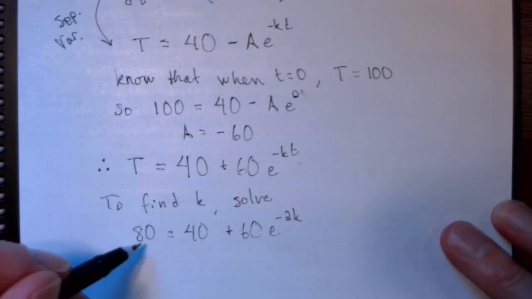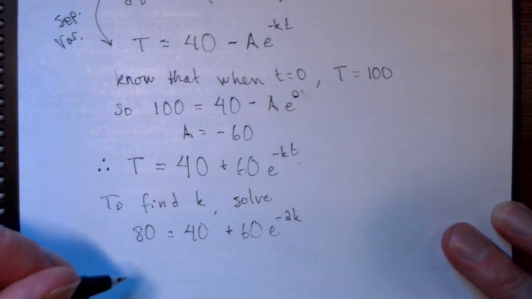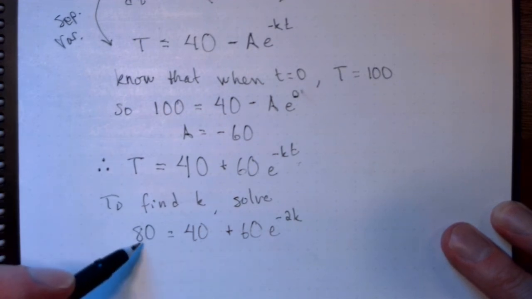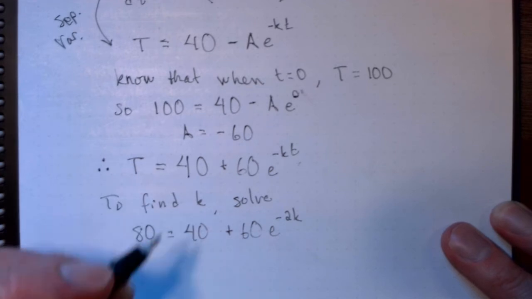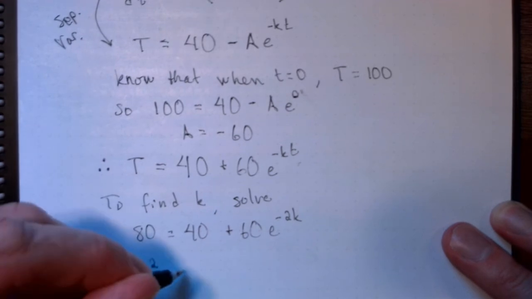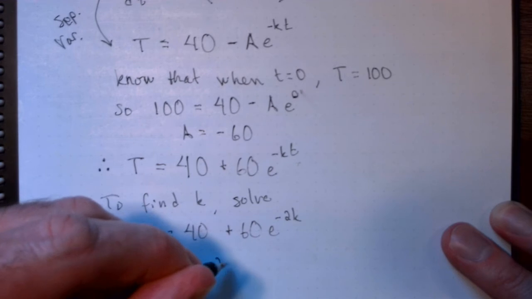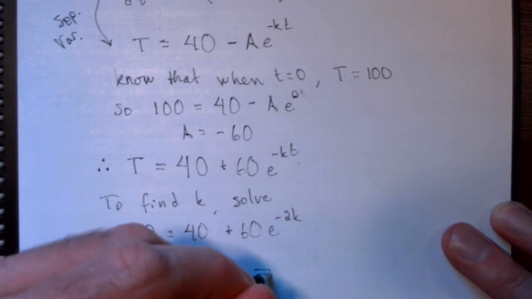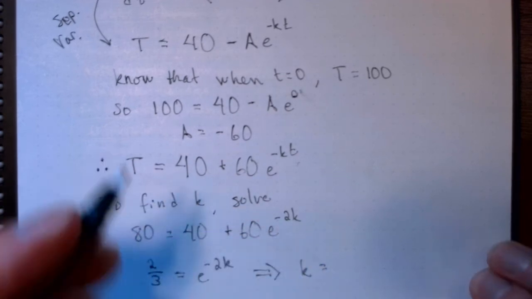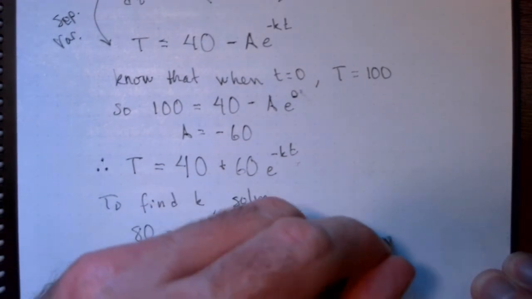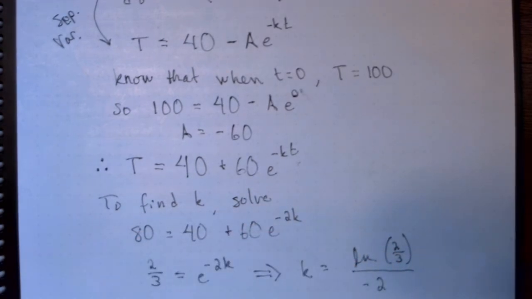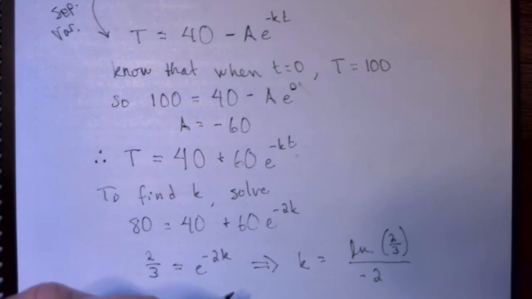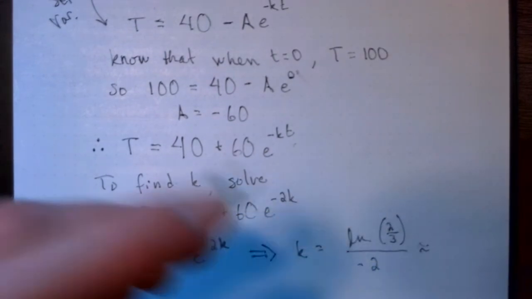All right. So I'm going to solve for k using logs. Subtract 40 from both sides. You'll have a 40 on the left. Divide by 60. Okay, so that's actually going to simplify to 2/3 equals e to the negative 2k. And when I use logs to solve, I get this. And we'll use a calculator to do the calculating.